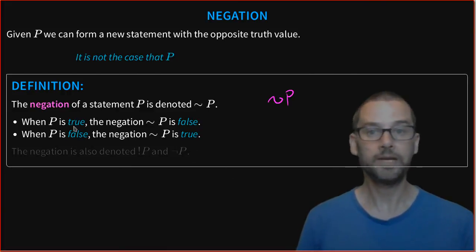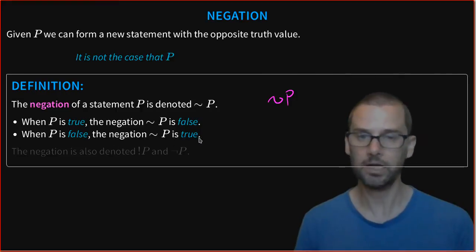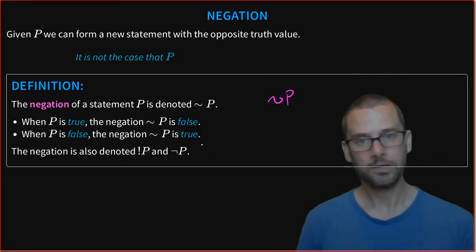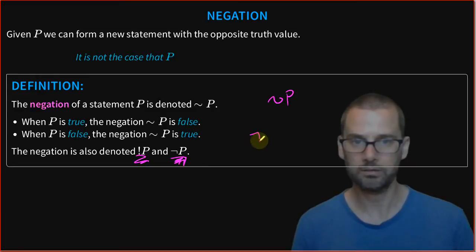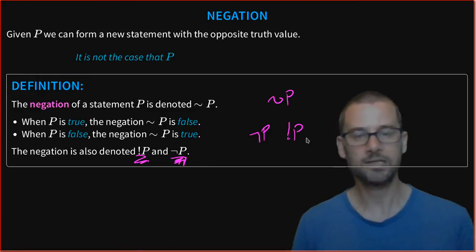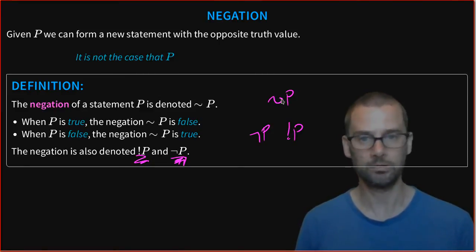Okay, when P is true, the negation of P is false. When P is false, the negation is true. That's all we're doing is flipping the truth value over. The negation is also sometimes denoted by this exclamation mark P or this little hinge symbol P. Both of these are fairly standard notations that you might see out there, but we're not going to use them in this course. We're just going to use this first one, namely this squiggle P.